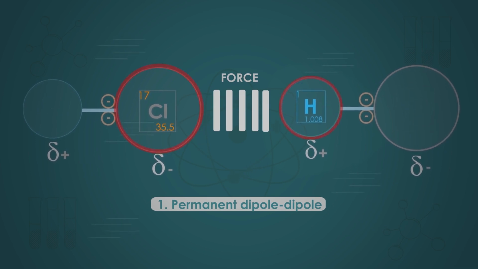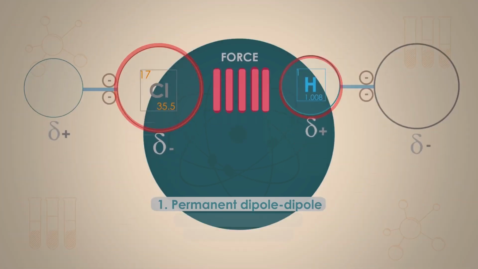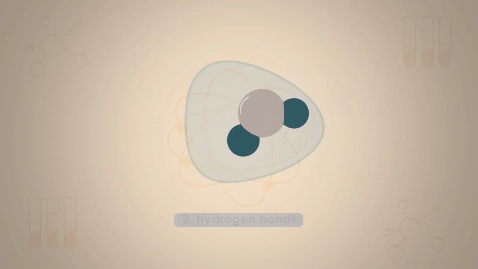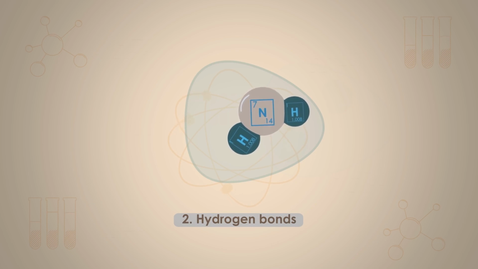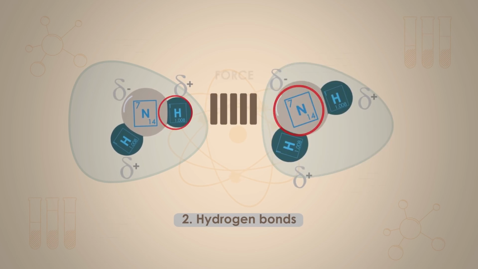Thus, there will be an attraction between the delta negative on the chlorine atom of one molecule and the delta positive on the hydrogen atom of a neighboring molecule. The diagram below shows the permanent dipole-dipole force between the two molecules of hydrogen chloride, indicated here by the red dashed line.